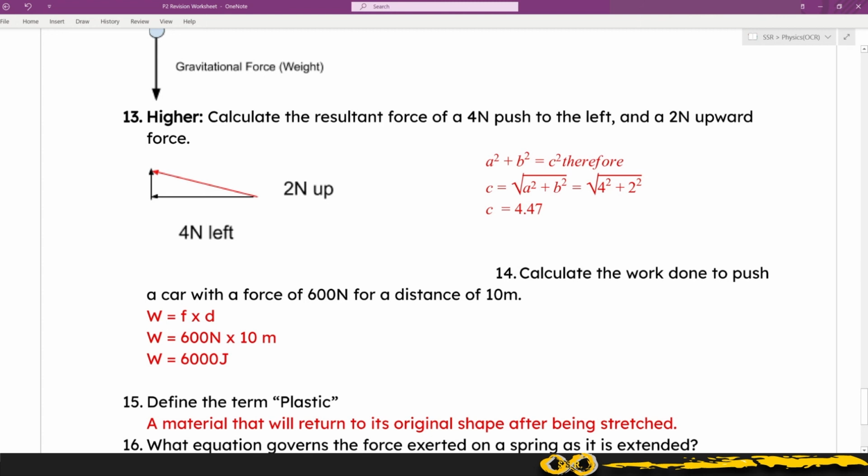So this would not be able to be used if we didn't have that right angle between the two forces.